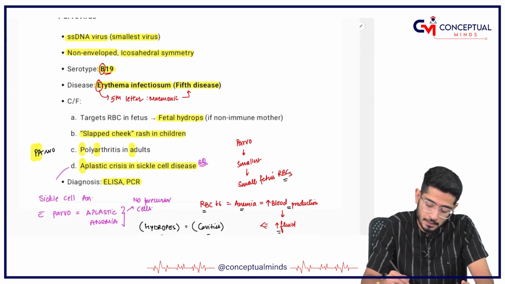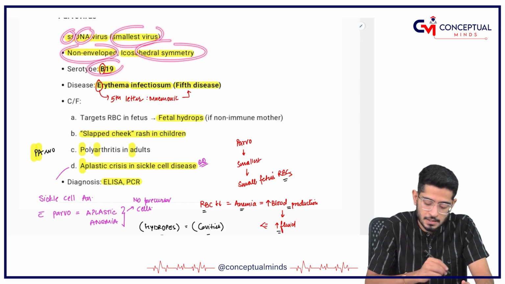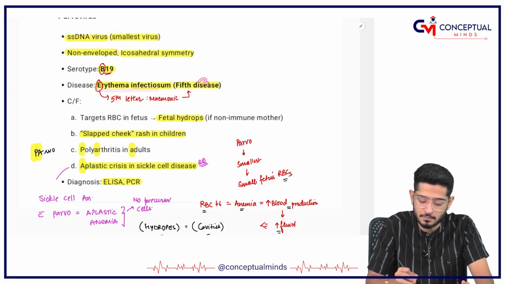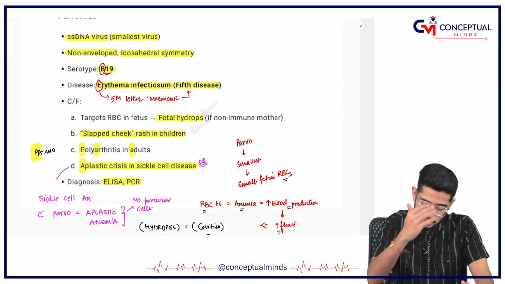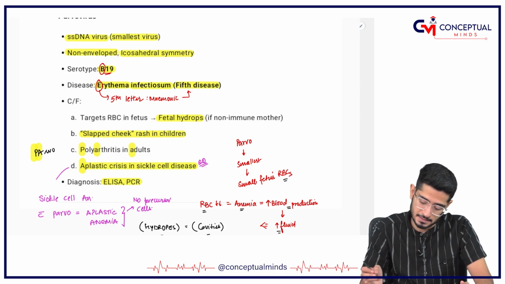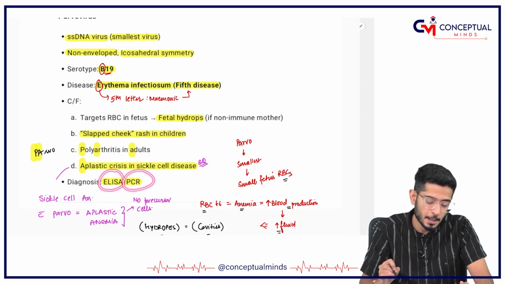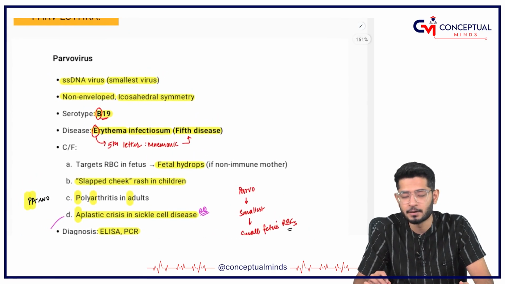Quickly revising: it is a single-stranded DNA virus, smallest virus, no envelope, icosahedral symmetry, serotype B19, causes erythema infectiosum, fifth disease, fetal hydrops, slapped cheek appearance, polyarthritis in adults, aplastic crisis in sickle cell individuals, diagnosed by ELISA and PCR. So this is the story of the cute little infection, parvovirus.